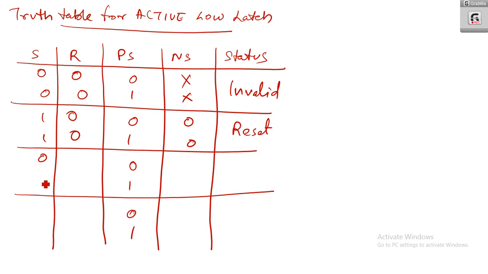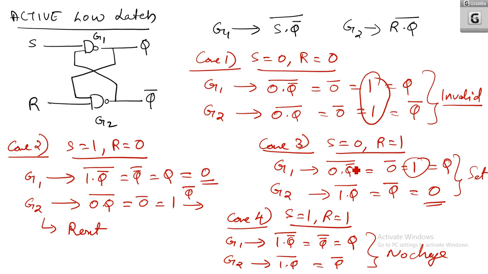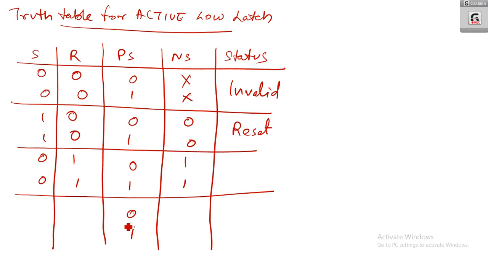And if set is 0 and reset is 1, the next state becomes 1. When set is 0 and reset is 1, Q becomes 1, or the next state becomes 1. So that is a set.